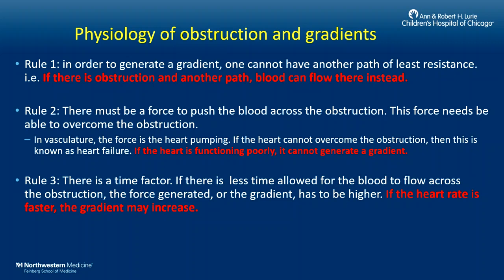Rule 2: there has to be a force to push the blood across the obstruction. The force needs to be able to overcome the obstruction. In the circulatory system, it's the heart. If the heart can't overcome the obstruction, you've got heart failure. In other words, if you have poor cardiac function, you can't generate a gradient. Rule 3, time: if there's less time allowed for blood to flow across the obstruction, the force generated, or the gradient, has to be higher. So if the heart rate is faster, so there's less time per beat across an obstruction, the gradient's going to increase.